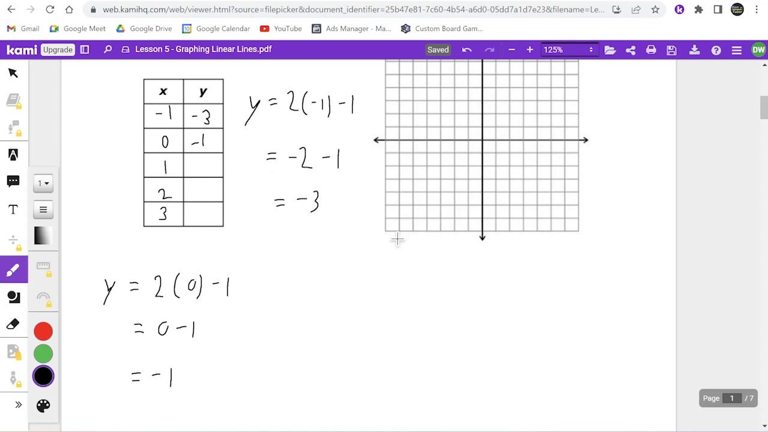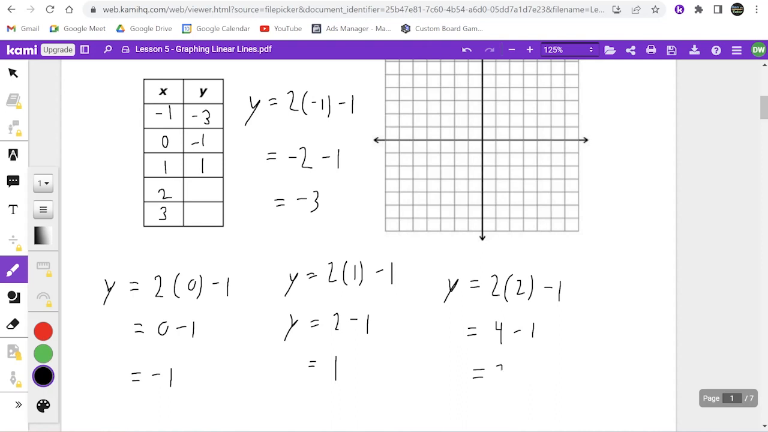Okay, next is 1. y equals 2 times 1 minus 1. That would be 2 minus 1, which would then just be +1. So the next point's +1. Two more to go. y equals 2 times 2 minus 1. 2 times 2 is 4, minus 1, which is 3. And then one more. When I plug in 3, y equals 2 times 3 minus 1. That would be 6 minus 1, which is 5.